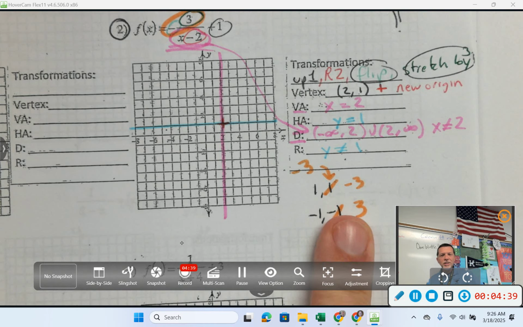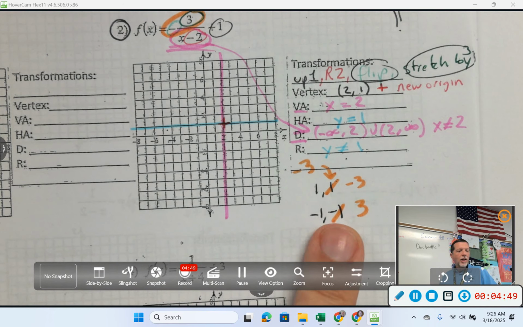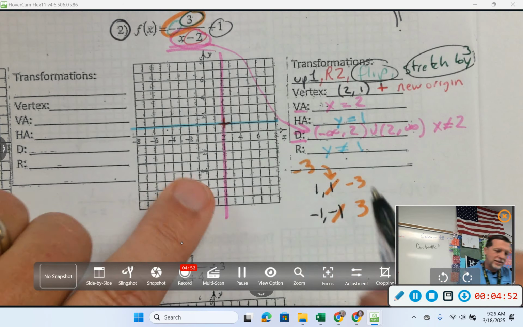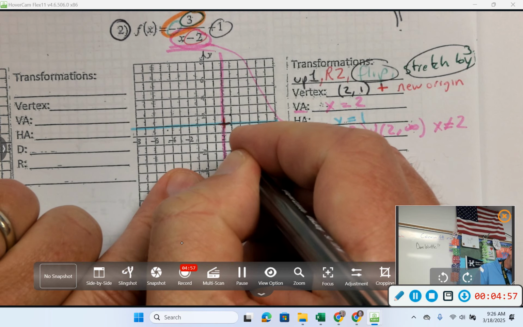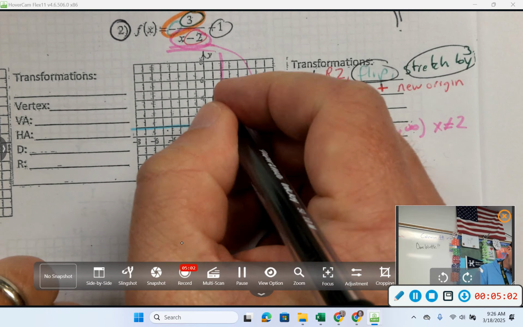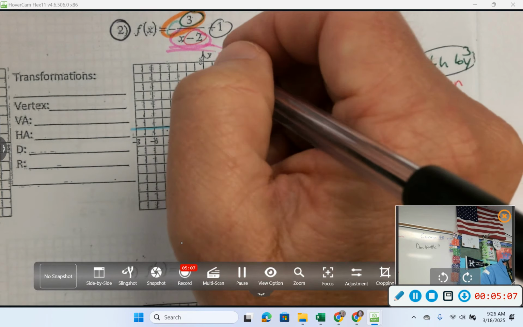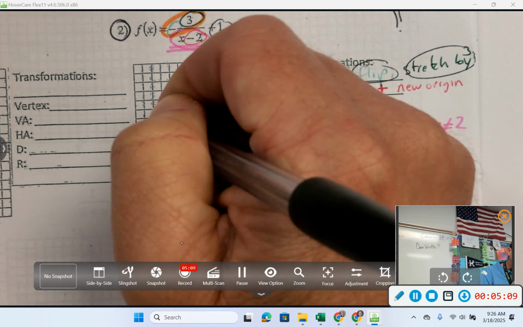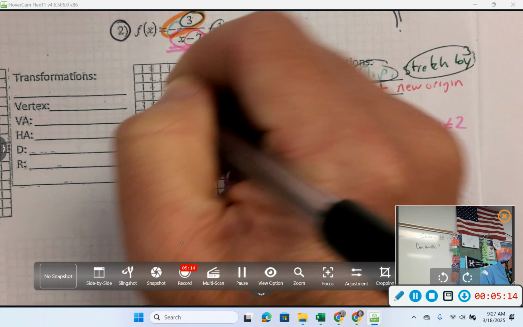Again, some people don't do this. They just know to flip it and stretch it, and they just stretch it by 3. And that's fine. Others of us want to take our time and slow it down a little bit. So instead of going over 1, up 1, I'm going to go over 1, down 3, and back 1, up 3. So it's only 1 point per branch, but I do have the asymptotes there to help me guide where this graph is going.